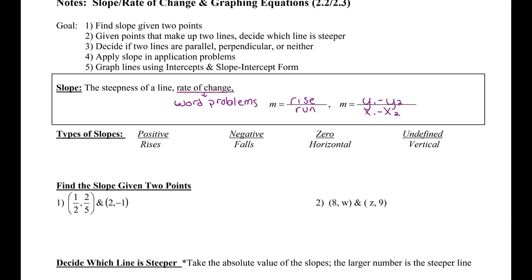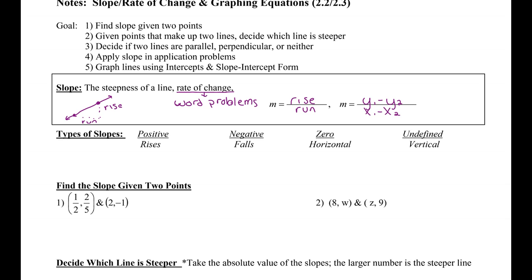The first is by taking the rise over the run. The second is using the equation y1 minus y2 over x1 minus x2. When it's talking about rise over run, and these are my 2 points, the vertical distance is my rise, and the horizontal distance is my run.